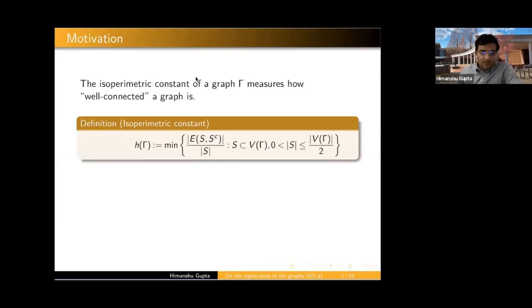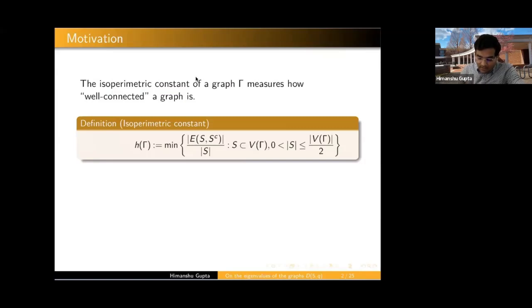So graphs are interesting objects and we want to study various properties of graphs. One of the properties we want to study is how well connected a graph is, and the parameter which can measure how well connected a graph is is the isoperimetric constant. So what is the isoperimetric constant, also called the Cheeger constant of a graph?